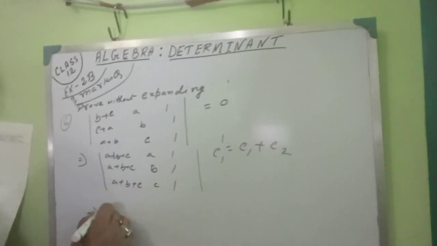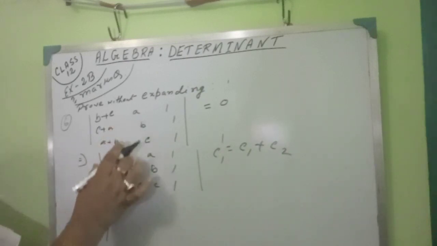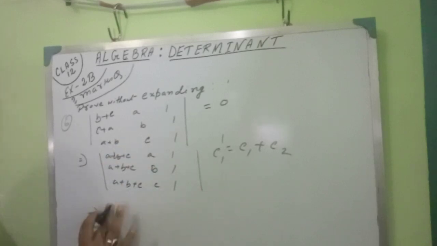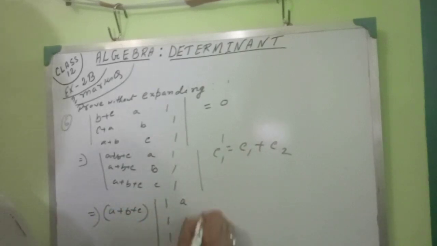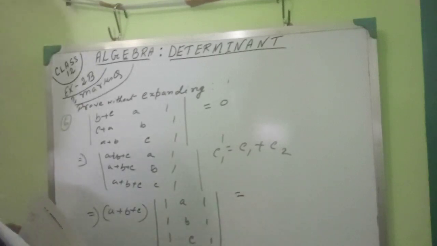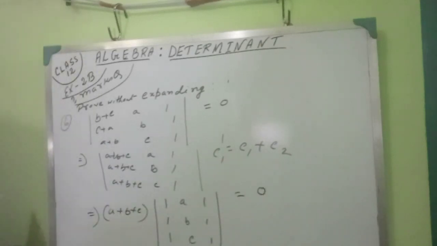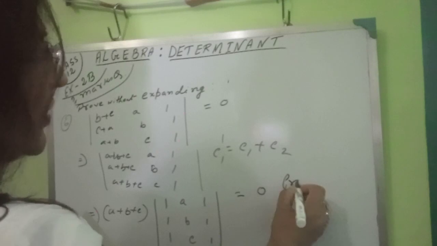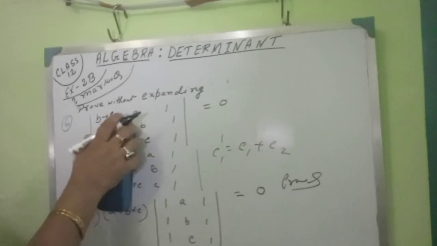Okay. Which is equal to, now as A plus B plus C is there in the first column only, we can take it outside the determinant. Then what we will get? 1, 1, 1, A, B, C, again 1, 1, 1. Again the first column and the third column, these two columns are the same. When these two columns are identical, according to the determinant property, this is equal to 0. This is again proved.